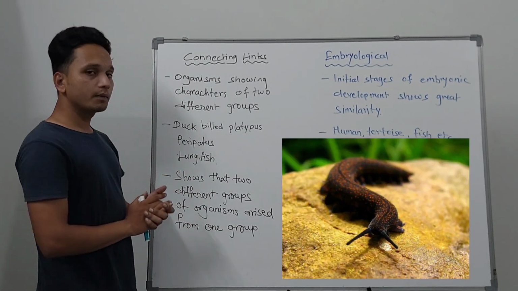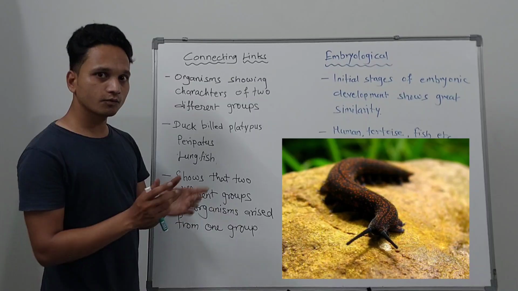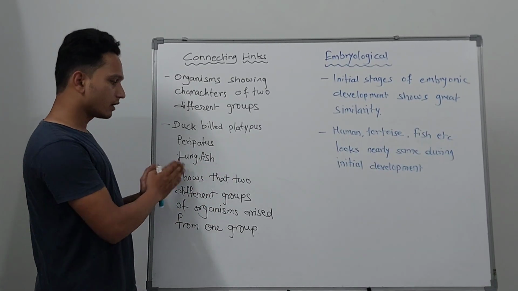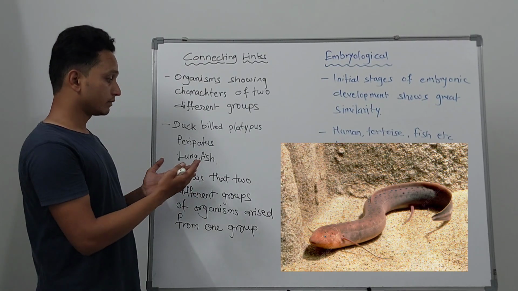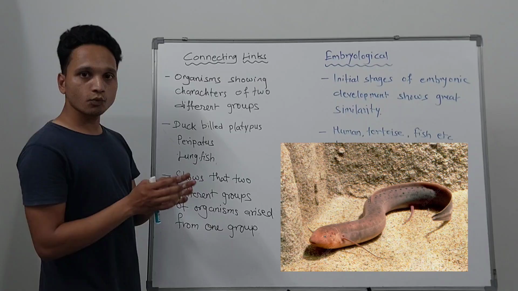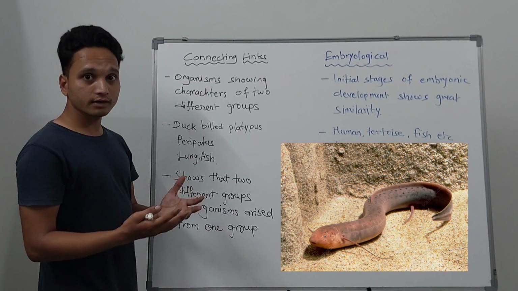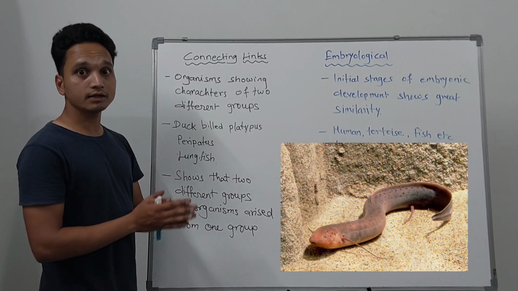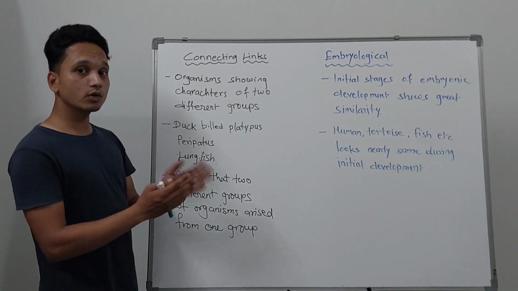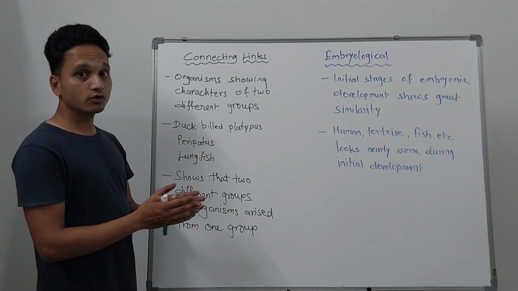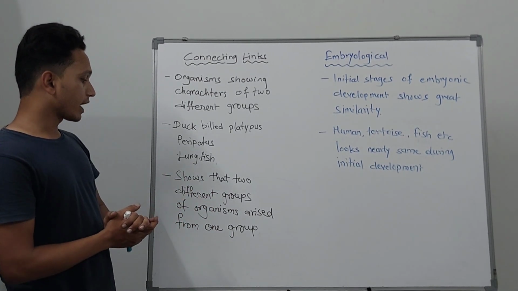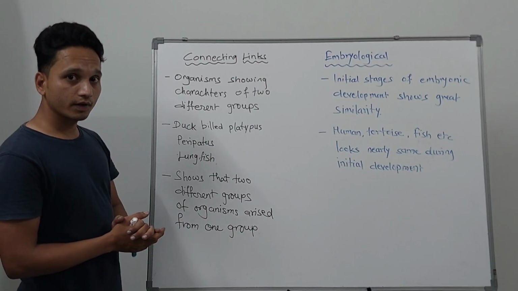Next example is peripatus, which shows characteristics somewhat intermediate between Annelida and Arthropoda. The third example, lungfish, is a very classical example of a connecting link. Whenever it is within the water, it respires with the gills and absorbs the dissolved oxygen in the water. But when it gets out of the water, it tries to respire with the lungs. This shows two different groups of organisms arising from a single group in the distant past.